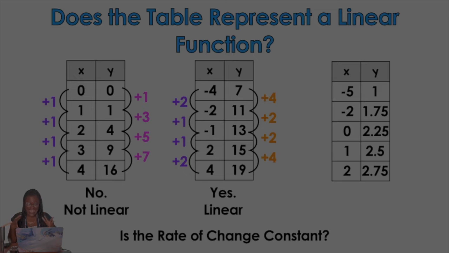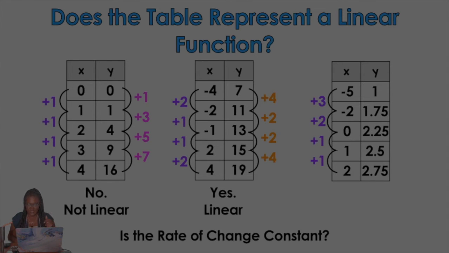Wait, but you said it had to be constant. Well, guys, if I put a -3 in the middle of that -4 and that -2, that would still be a +1 jump. And if I put a 3 in between 2 and 4, that would still be a +1 jump, right? So I actually skipped numbers in the table to trick you. Make sure you pay attention to that. So yes, that one is linear.